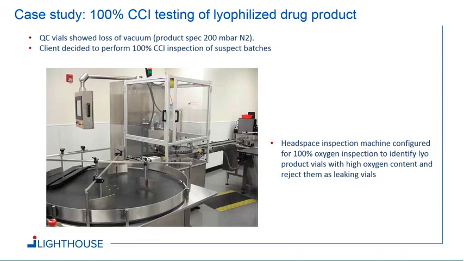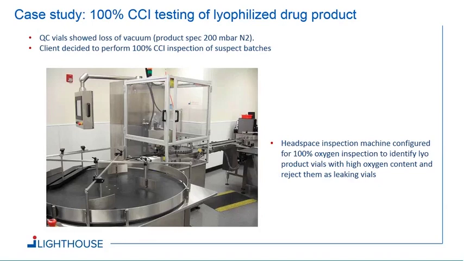Here is a case study which includes the use of an automated inspection machine. In this case, a manufacturer was producing a freeze-dried product which was specified to be sealed at 200 millibars of nitrogen, so a relatively deep vacuum. They actually had vacuum as one of their QC tests, and they noticed a number of QC tests failing, so they made a decision to perform 100% inspection of some suspect batches.